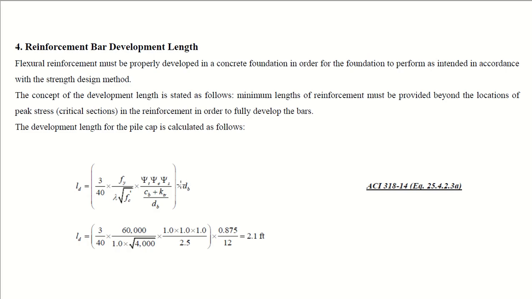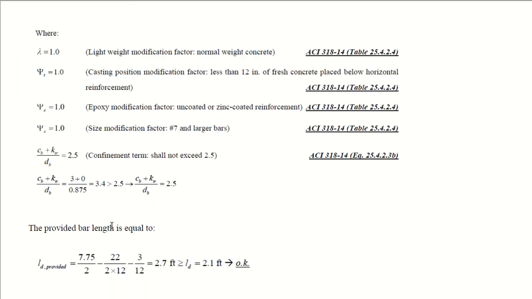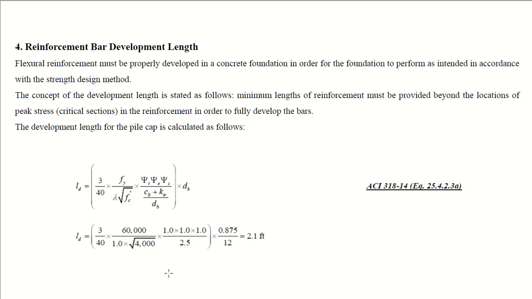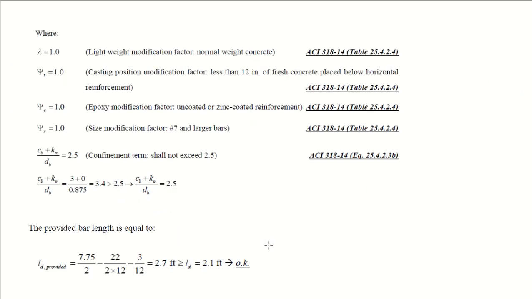And the diameter of the bar is 0.875, Fy is 60,000, lambda is 1, Fc prime is 4,000, 3 by 40. So after solving the equation, you get the value of 2.7 feet. Okay, here you will get 2.1 feet, and it has explained the values.